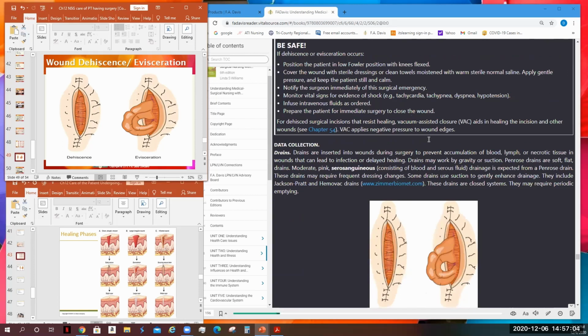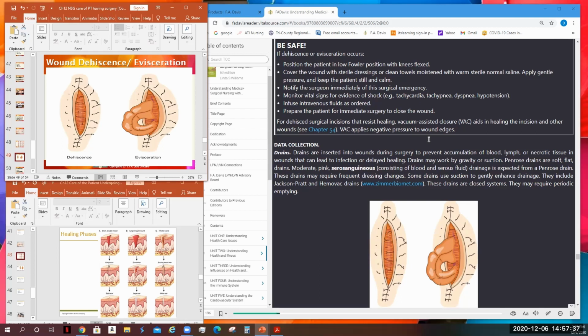Be safe. If dehiscence or evisceration occurs, position the patient in low Fowler position with knees flexed. Cover the wound with sterile dressings and clean towels moistened with warm, sterile, normal saline. Apply gentle pressure and keep the patient still and calm. Notify the surgeon immediately of this surgical emergency.